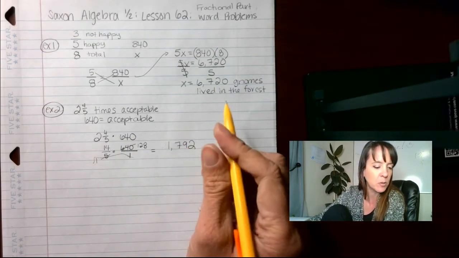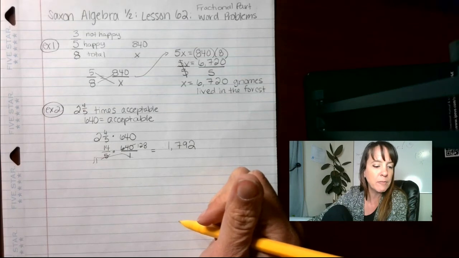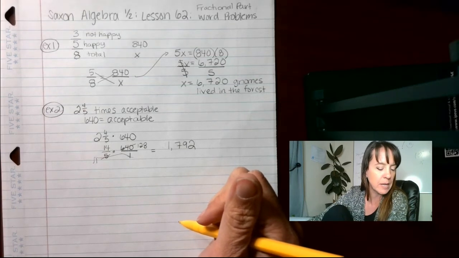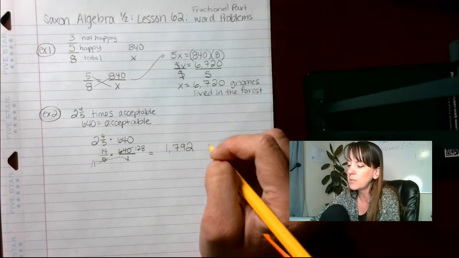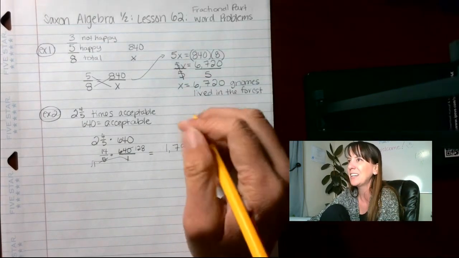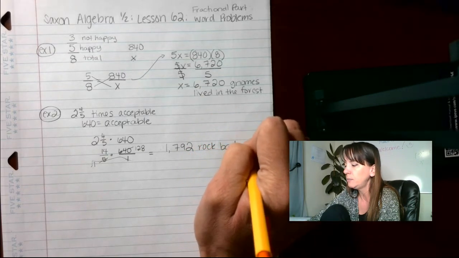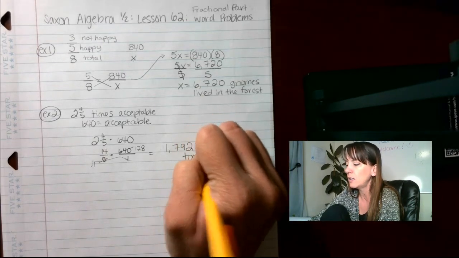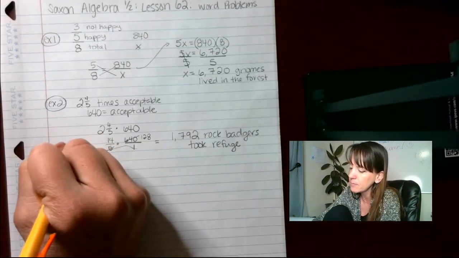1,792. So we go back and we look at the question, and it says, how many rock badgers took refuge in the mountain caves? Oh, whoops. Yeah, how many rock badgers took refuge in the caves? 1,792 rock badgers took refuge. All right, let's look at example number 3.